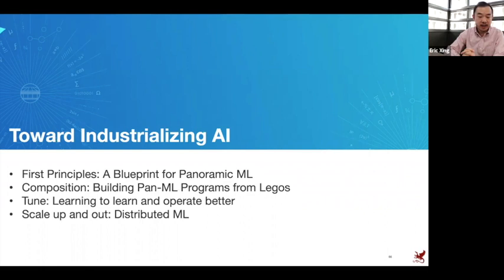We have, in fact, in my group, the following topics intensively studied. Today, I talked only about the first principle, a blueprint of parametric machine learning. But if I have the opportunity in the future, we can talk more about how to enable conversational machine learning by building ML programs from Legos, with building blocks. We also study how to automatically tune models by doing hyperparameter search and neural architecture search and so forth in an automatic fashion.